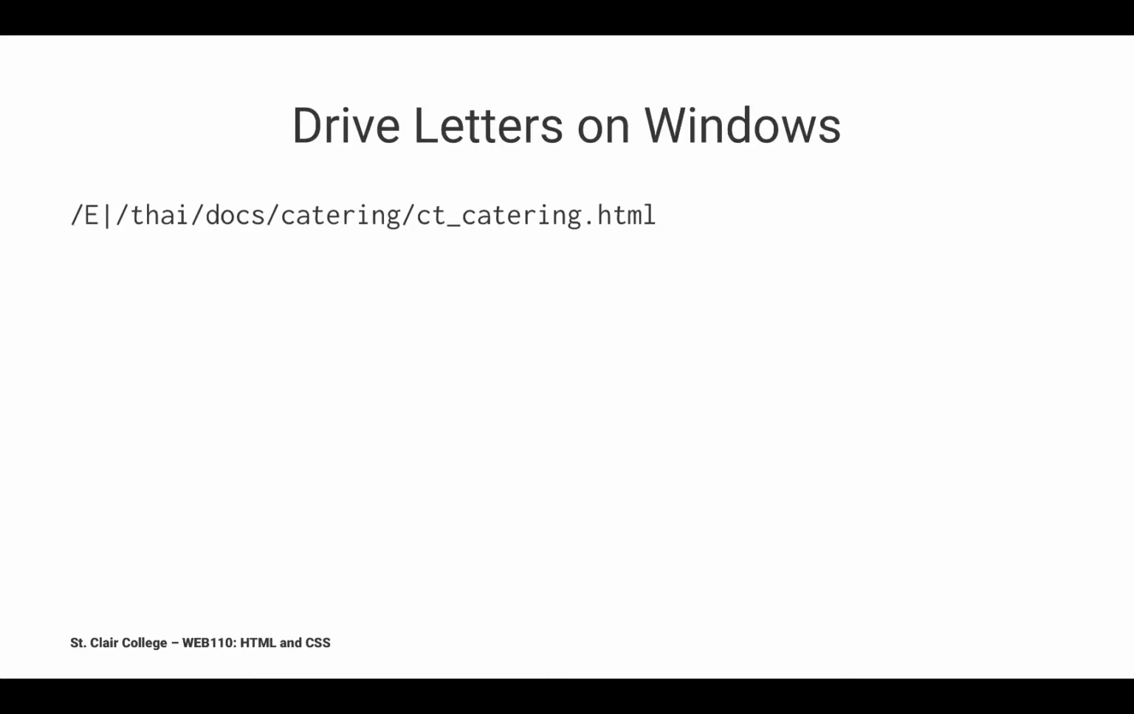With Windows, as I mentioned, we have the problem of drive letters, and so there's a way of describing this in the path name, and that's after the slash we put the drive letter and then the vertical pipe, which is the character holding the shift key down just above the enter key. And that specifies the drive letter. On Windows, each drive has its own drive letter and has its own root within that. So in this case, the Thai folder is on E drive, and this path would specify how to get to that.